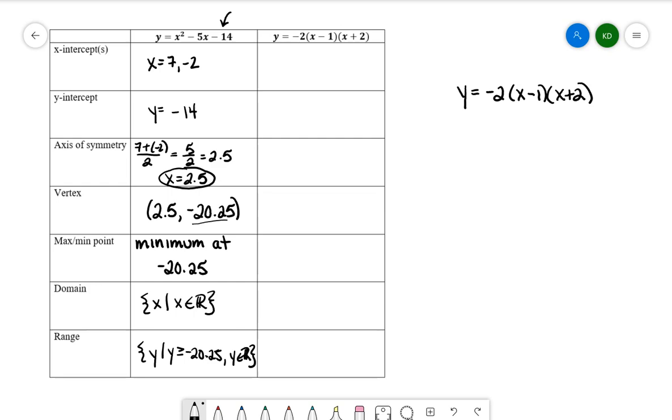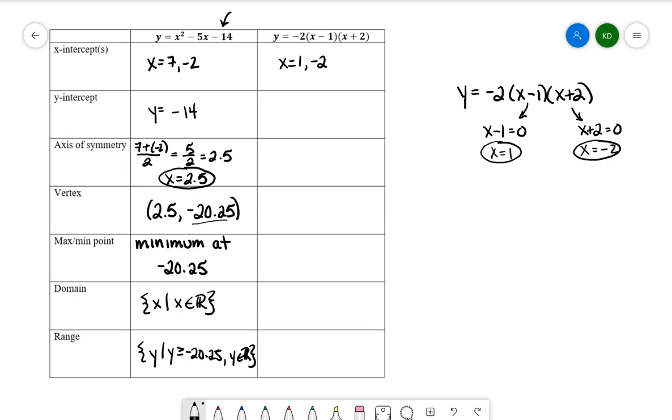This example is written in factored form. So first, let's find the x-intercepts. What's nice about factored form is that we can easily find the x-intercepts from our factors. We're going to take each factor and set that equal to 0 separately, and then we'll solve both of these equations. For the first one, we'll add 1 to both sides and we'll get x equals 1. For the second one, we'll subtract 2 from both sides and we get x equals negative 2. So our x-intercepts are at 1 and negative 2.